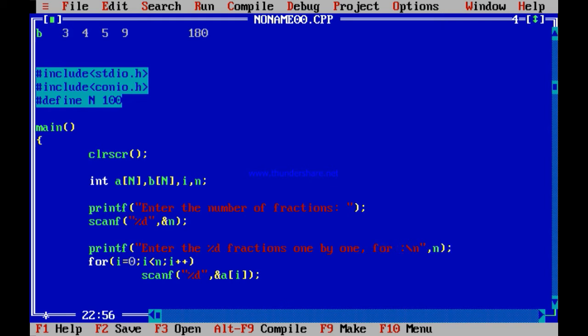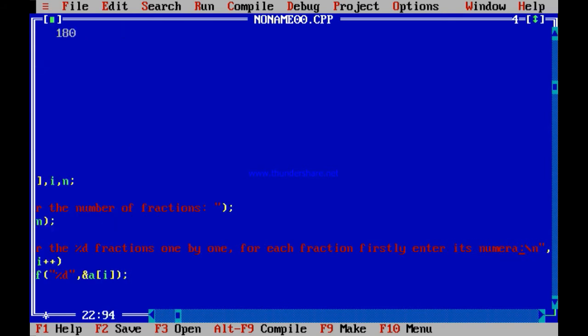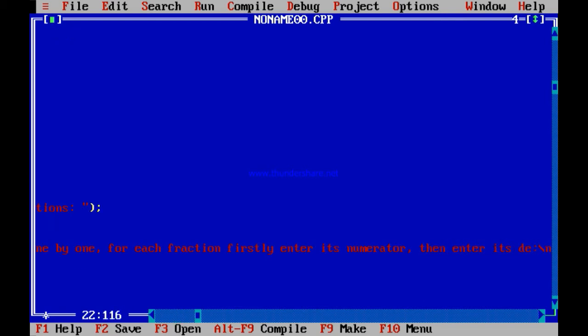Now you explain the whole thing to the user. For each fraction, firstly enter its numerator, then enter its denominator. This is what you tell the user, followed by the next fraction in the same way.